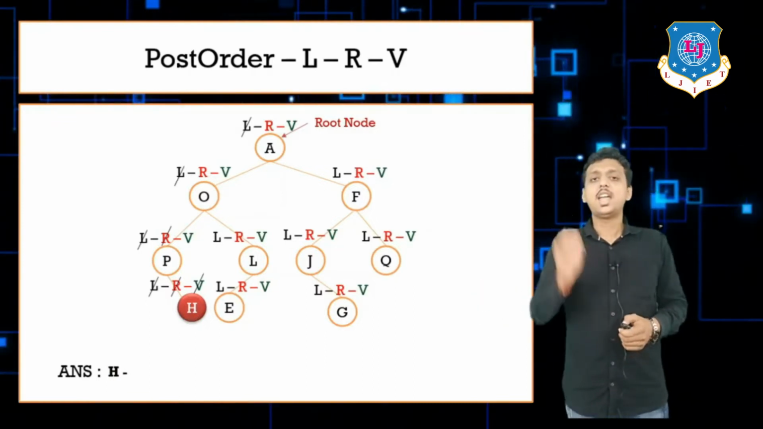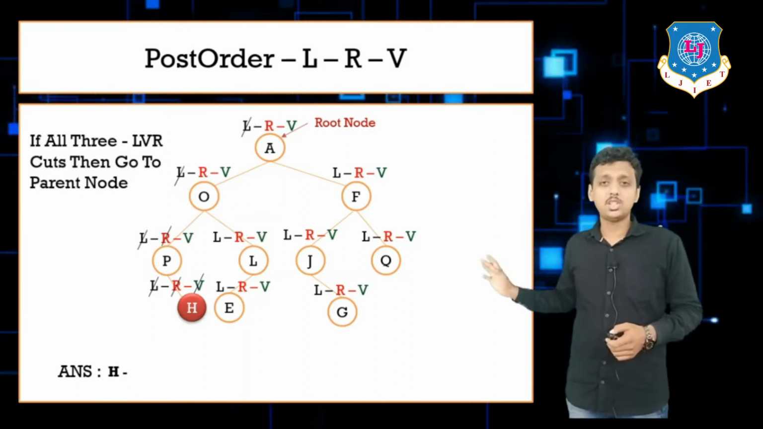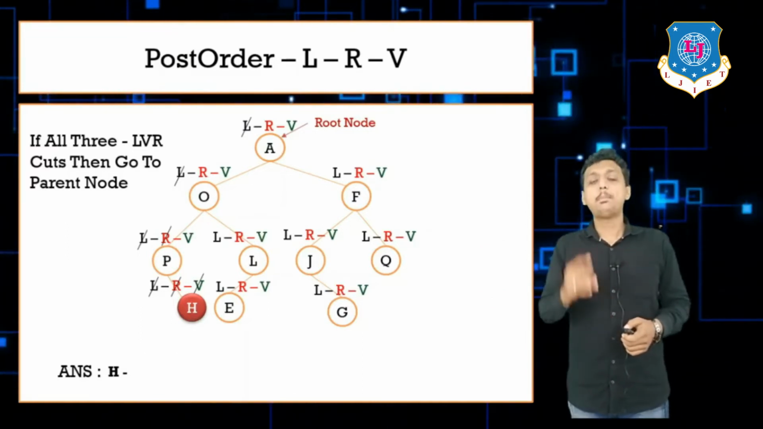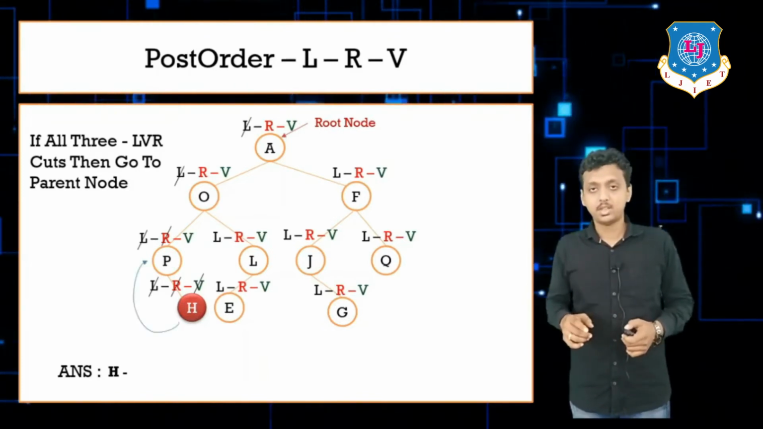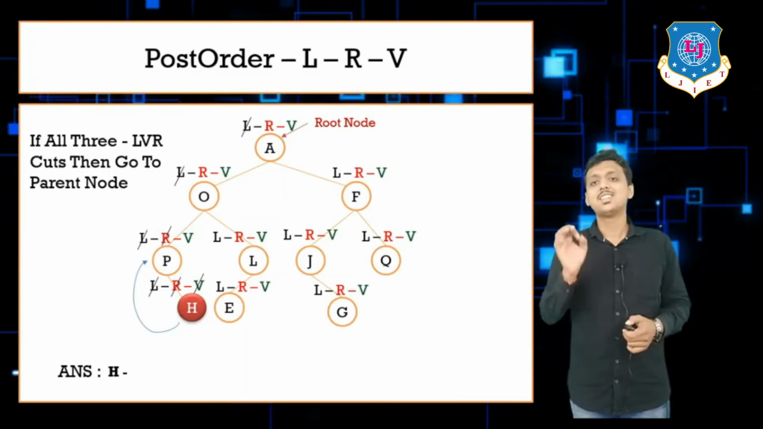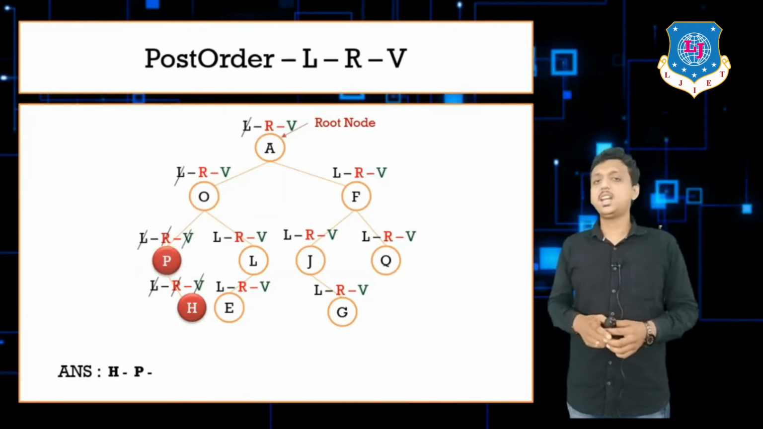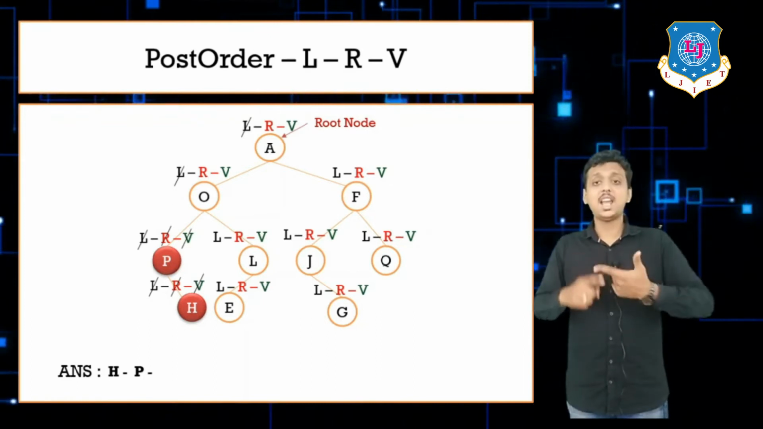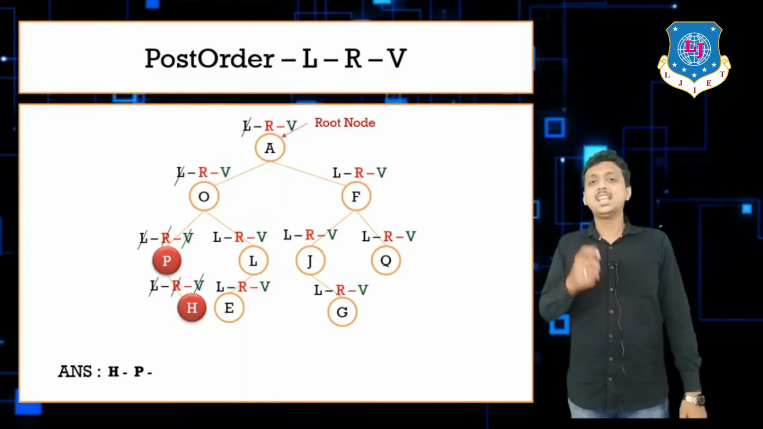Now L, R, and V, all three operations are successfully done. What we need to do is move forward to the parent node. The parent node of H is P, so let's move towards P. Which operation is pending over here? That is visit. So now visit P, cut V, and write P in the bucket of answer. Now again L, R and V, all three operations are successfully done. So let's move towards the parent node of P, that is O.